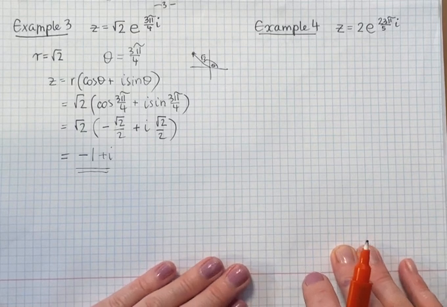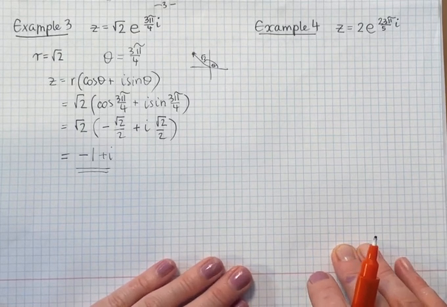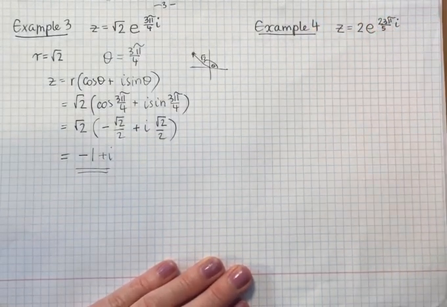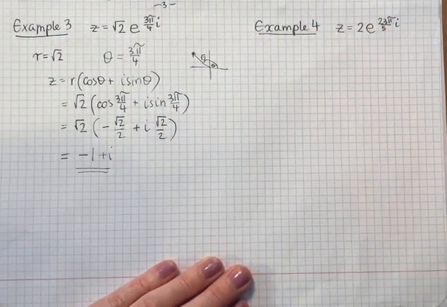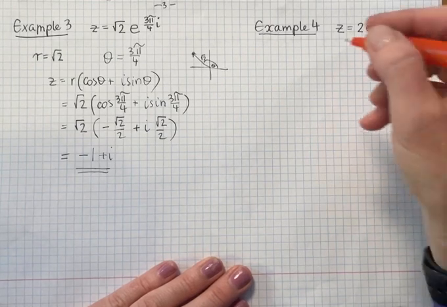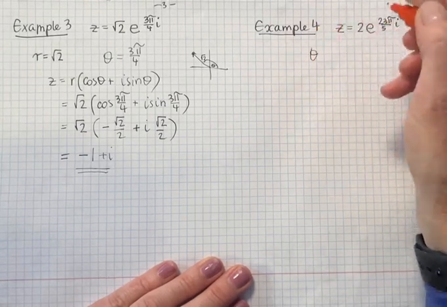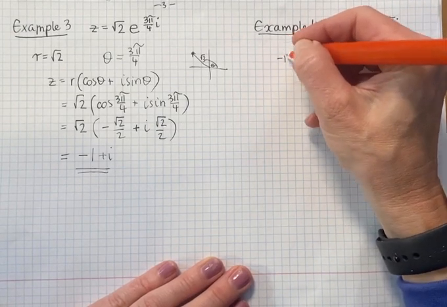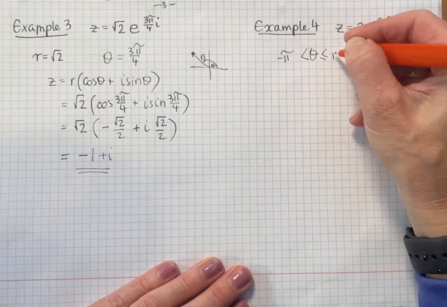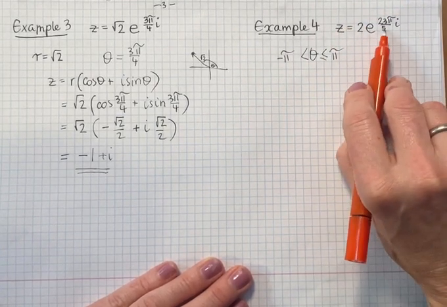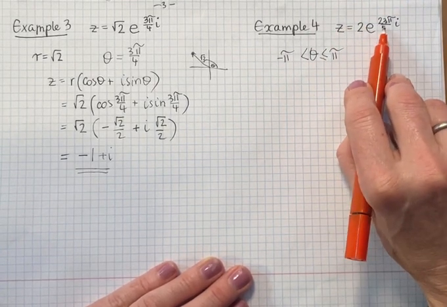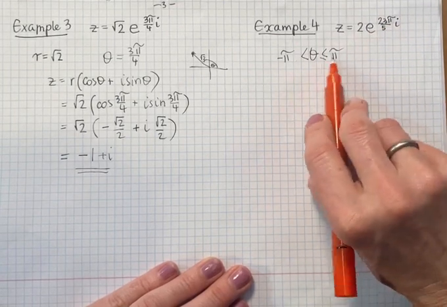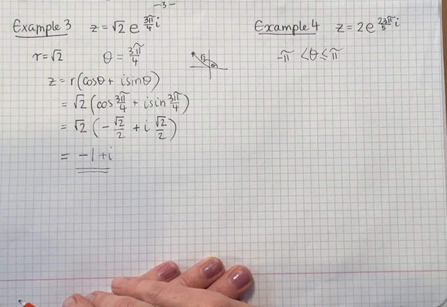Example 4 is very similar, except we've got to write it in trigonometric form, so r cos theta plus i sine theta. But this time the argument, I was just wondering why this question would be in there. It's just because you need to be very careful with the argument. It's perfectly fine for them to sometimes give you a question with an argument that does not fall between minus pi and pi.